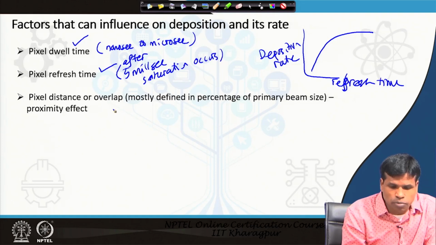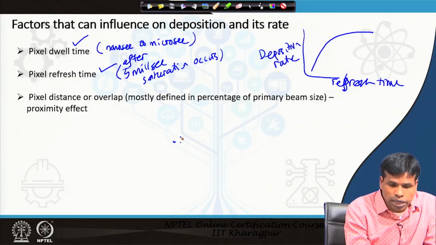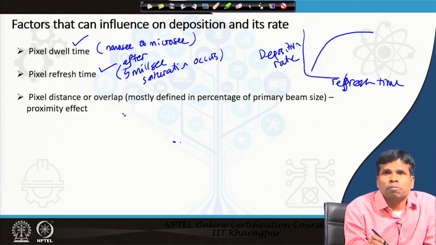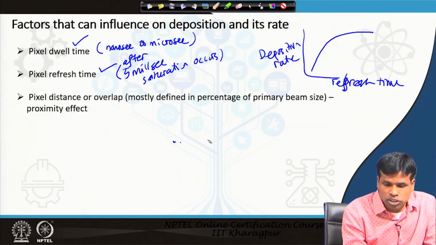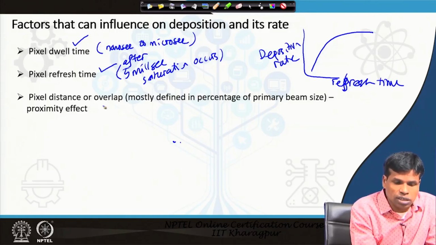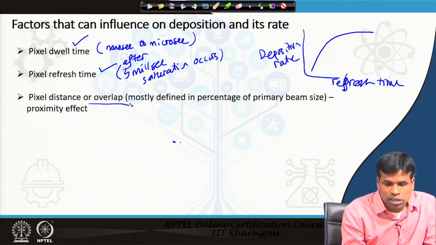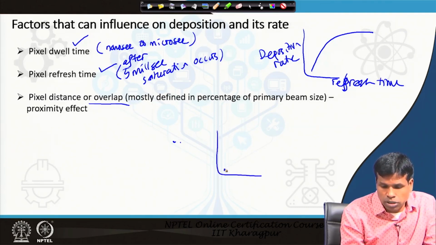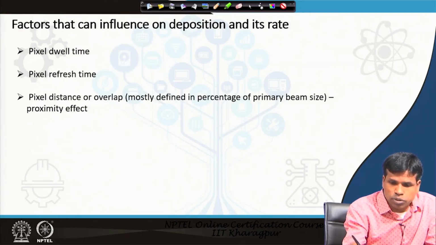Then pixel distance or overlap, the distance between two pixels. If there are more, then again it increases the deposition rate, then it saturates. As pixel distance increases, the rate will increase and then it will saturate. These are the different factors that influence the deposition and its rate.